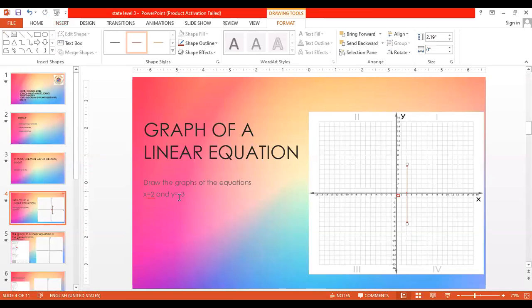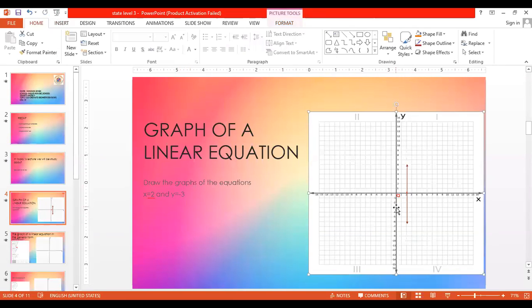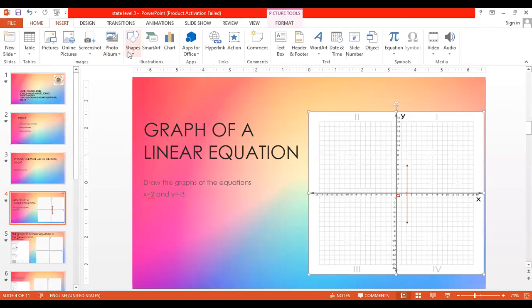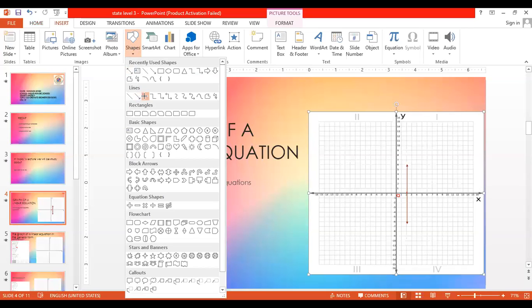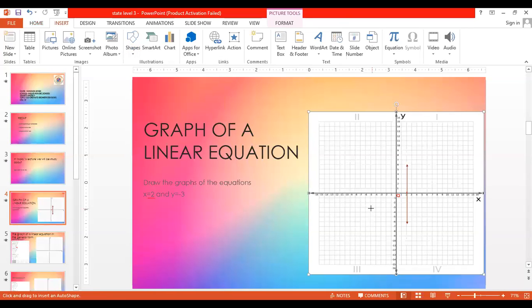Okay. The next is y is equal to -3. So on y-axis, where is -3? You can see below 0 over here, right? So you have to draw a line passing from -3 on the y-axis.